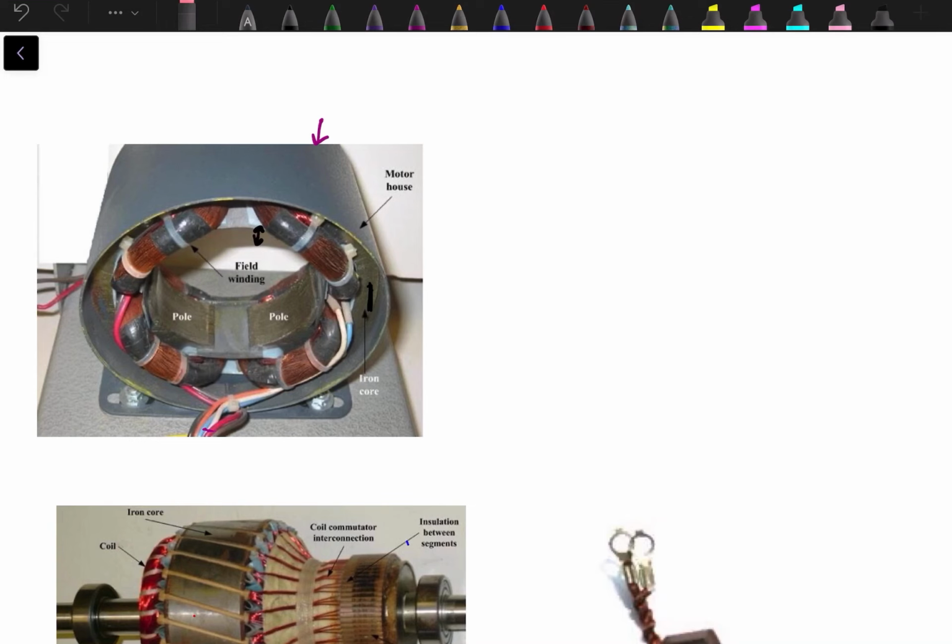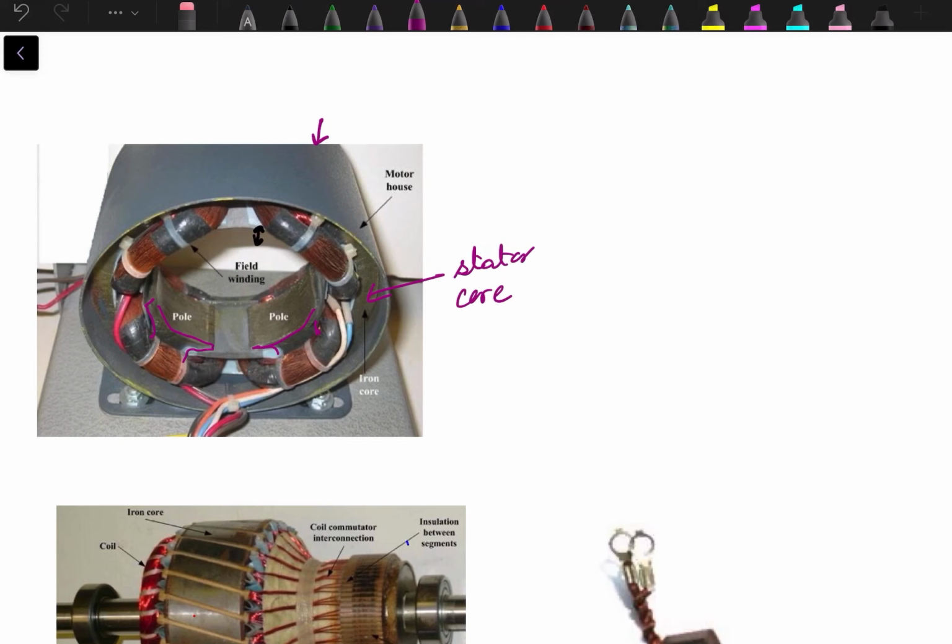Can you see over here that we have a stator core like this one? This one is a stator core, from which we have projected poles available. Like this is a projected pole. This is also a projected pole. On these projected poles, we have the field winding.